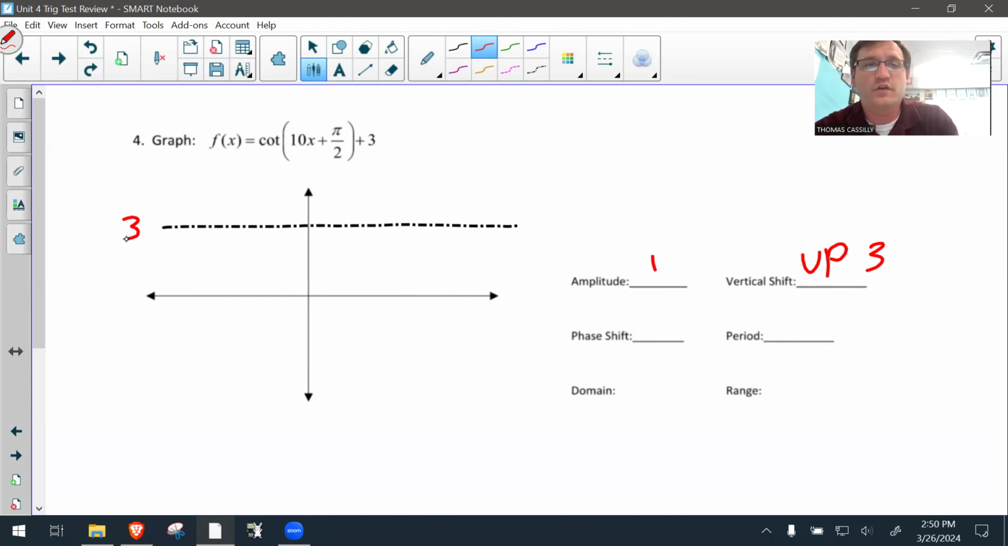The next thing I want to look at is the period. The period on a tangent and a cotangent function is pi divided by the b value here. So our period is going to be pi divided by 10.